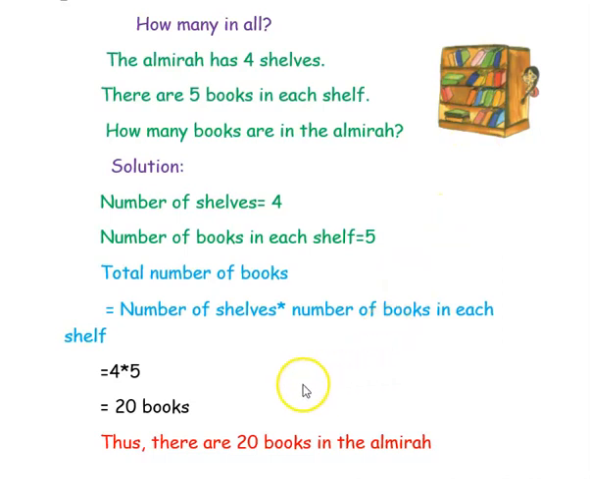almirah by using multiplication. So we know the formula: total number of books is equal to number of shelves into number of books in each shelf. So here the number of shelves is 4, and the number of books in each shelf is 5. So 4 into 5, that is 20 books. So thus there are 20 books in the almirah.